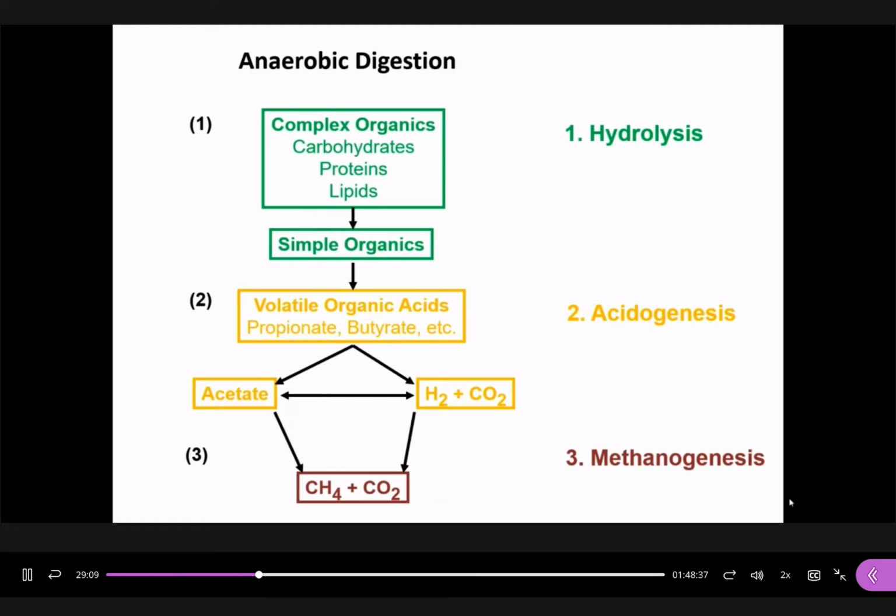And the next step is acidogenesis, generating acids. We have some short-chain acids produced, volatile organic acids like propionate and butyrate. The molecules get even smaller in this step. The reaction continues, and you get acetate, which has only 2 carbons, and hydrogen gas and CO2. And eventually, through methanogenesis, you get methane and CO2. Three major steps.